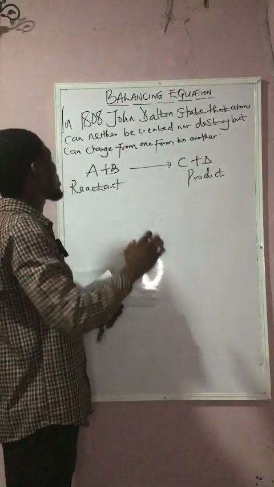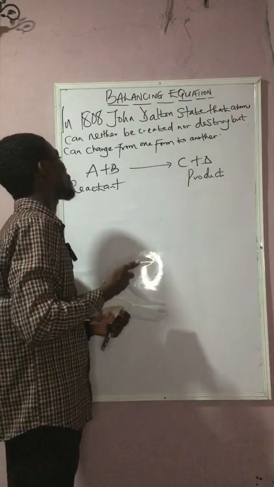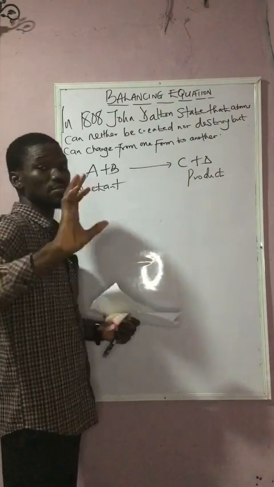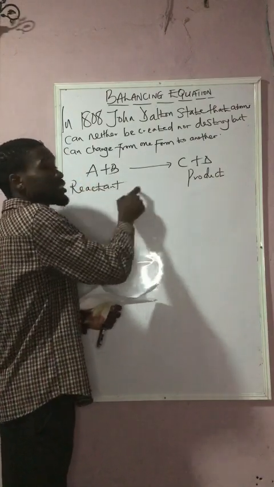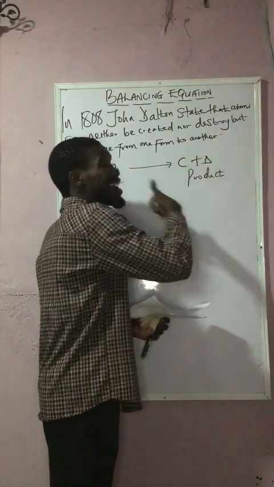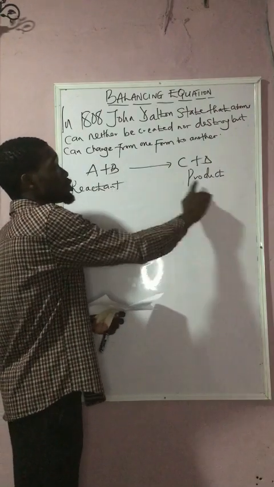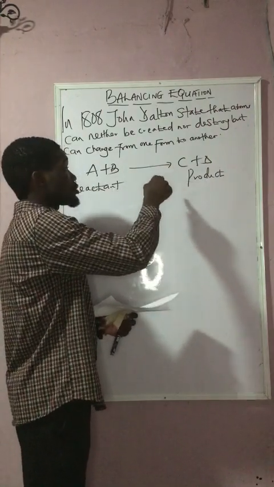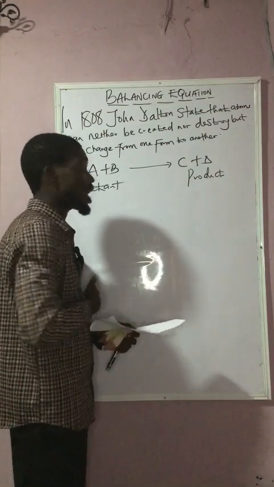So it means that if atoms can neither be created nor destroyed, but can change from one form to another, then the atoms at the reactant side must be equal to the atoms at the product side. Again, the atoms at the reactant side must be the same as at the product side. Are you with me now, class?